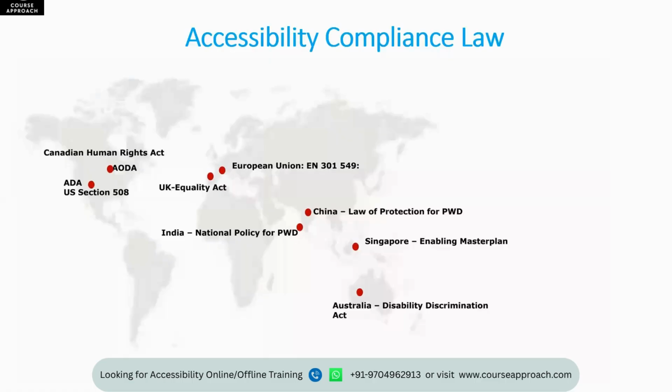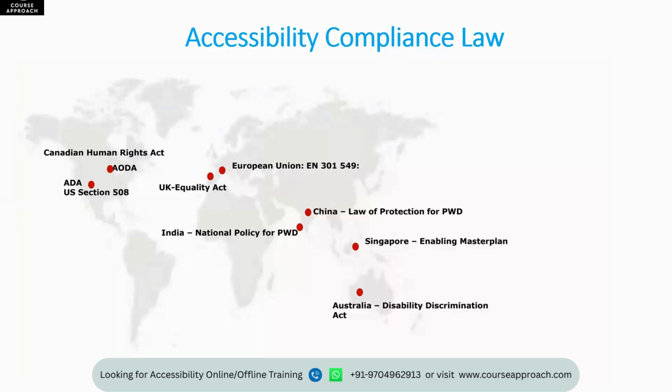So these are the accessibility compliance laws. There are a few laws that I have pointed out here across the world. As you can see, we have AODA, ADA, and in India we have the national policy for PWD. In China, there is a law for the protection of PWD. These are basic rights, so we should not think only from the compliance perspective. It's a basic need for every human, right? So when it comes to accessibility, we should think from that perspective.